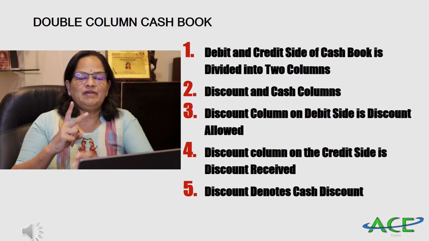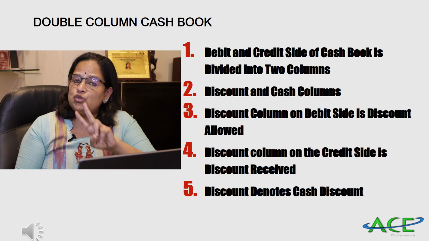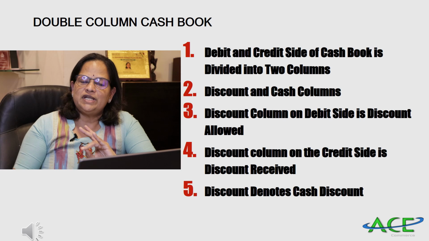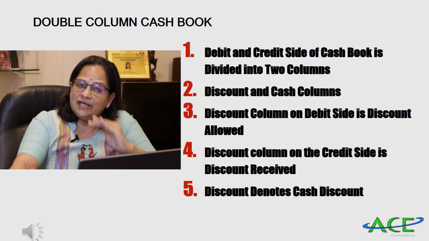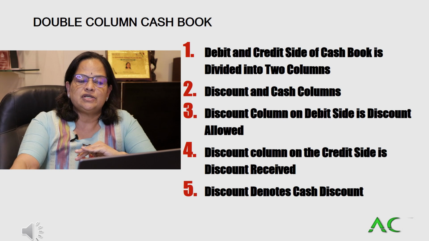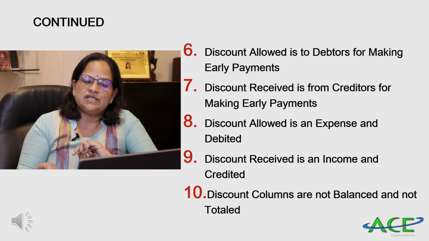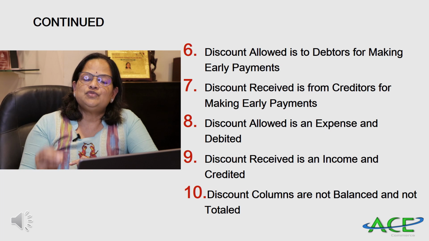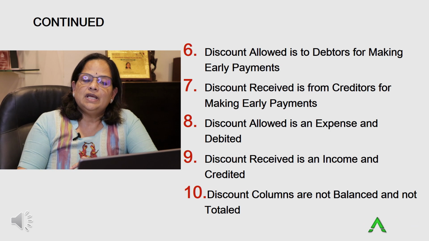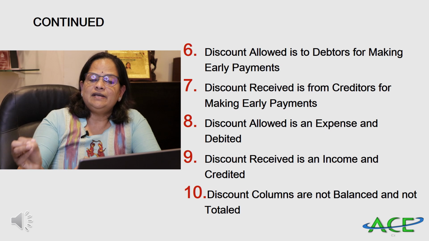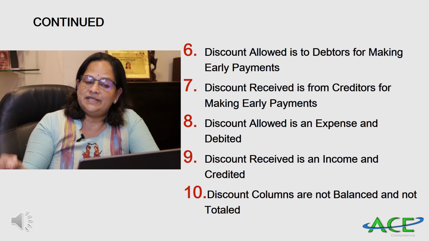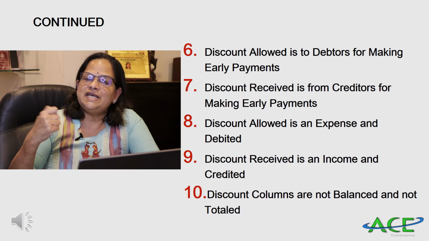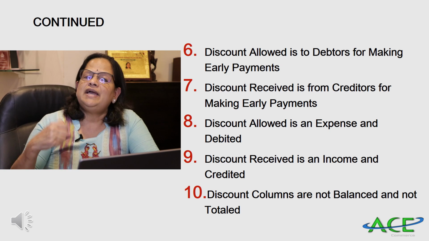Now discount, when I explained the earlier module I told you that there are two types of discount. One is cash discount, one is trade discount. So you have to remember that here in the cash book we are writing only the cash discount. Now discount allowed to debtors for making early payment, that will come in the debit side. Discount received for making early payments, that is when we are writing it in the credit side. Discount received from the creditors. Now discount allowed is an expense and it is debited, whereas when the firm is getting discount, discount received is an income and it is credited.